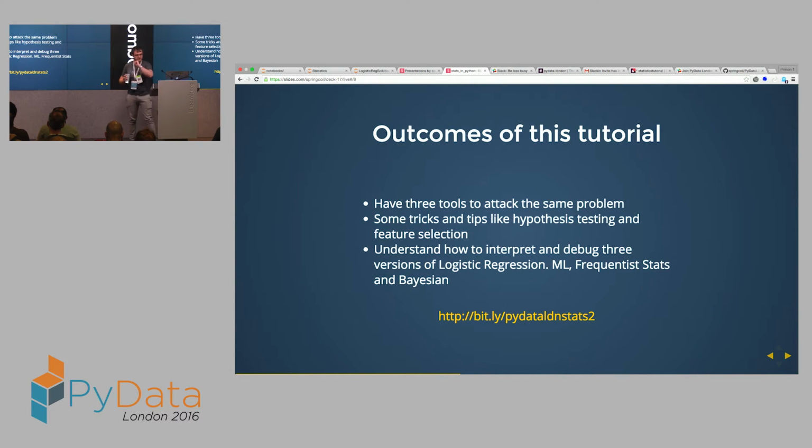OK, so these are the outcomes of the tutorial. We're going to have three different tools to attack the same problem. I'm largely giving this tutorial because Ian convinced me to do it by saying, wouldn't it be great if you gave a tutorial on this? And then before I knew it, I had volunteered.